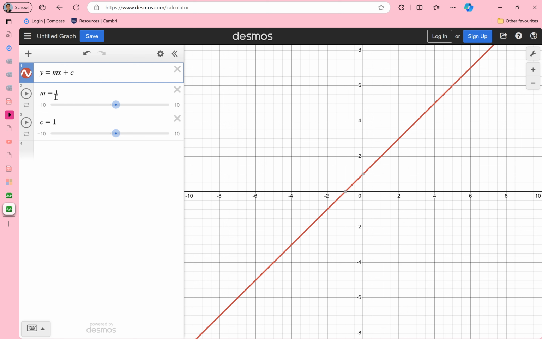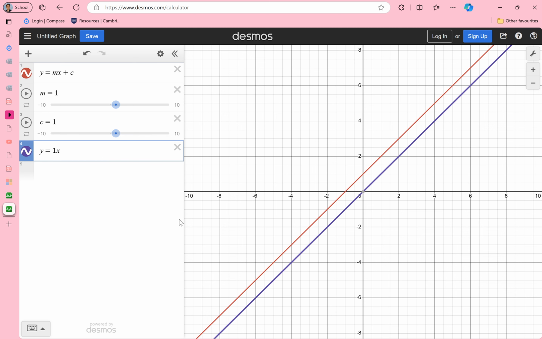Now m currently is 1, and c is equal to 1. So what you see on the right hand side is them sketching y equals 1x plus 1. You can see c is 1 and m is currently 1. That's why my purple line is overlapping the red line. See how when I turn it on, it's purple, turn it off, and then it's red. The red line is y equals mx plus c, but since m is 1 and c is 1, it ends up being this purple line.